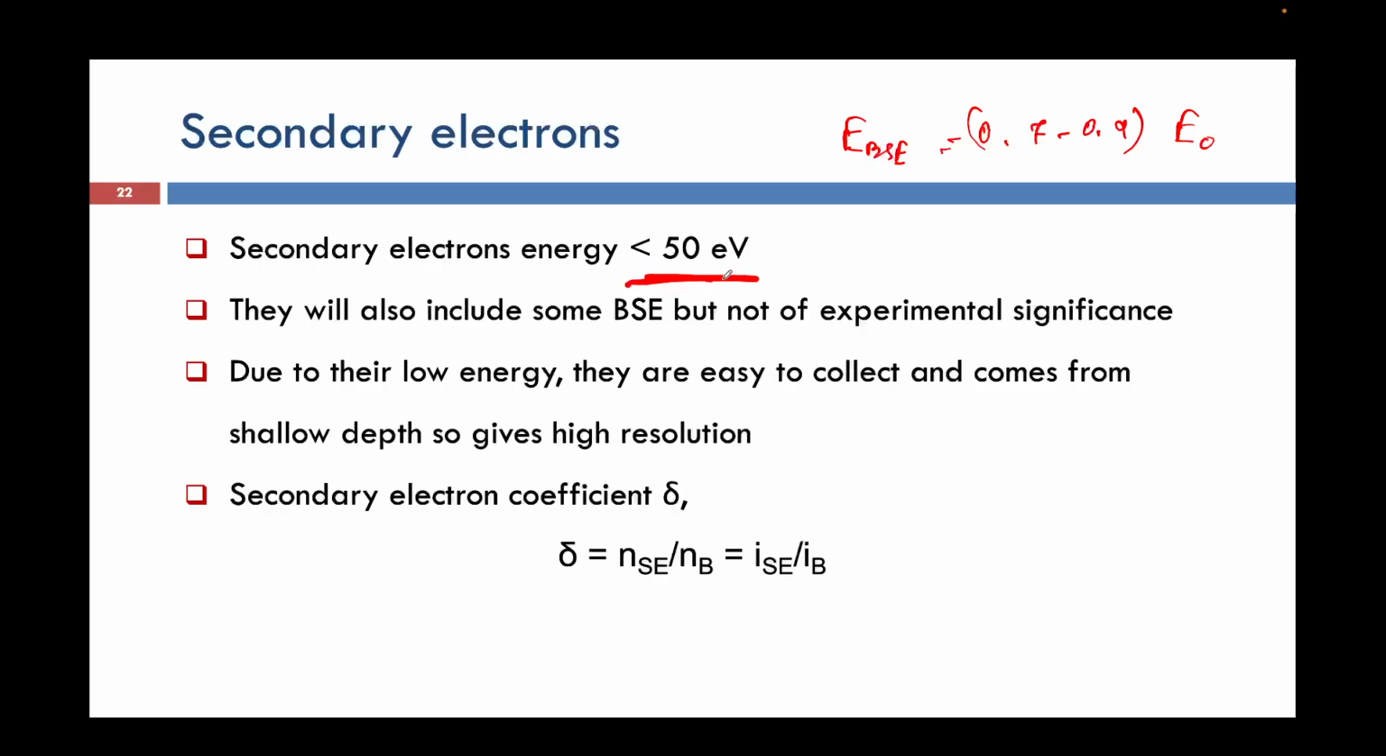Similar to eta, there is also another term called delta. This delta is NSE by NB, that means the number of secondary electrons coming out divided by the number of electrons in the beam. Remember, this is the specimen I am talking about. Secondary electron means I am always talking about the electrons which are coming out of the specimen.